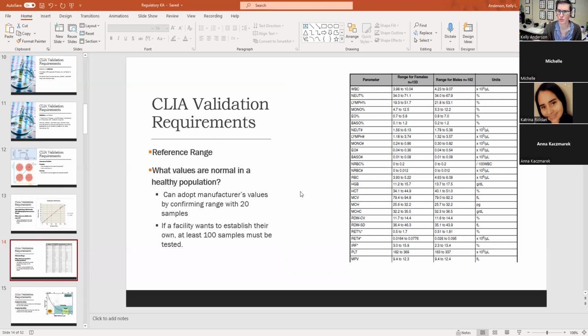Like in this example, there's a range for females and a range for males. So in that case, you would want to run 20 males and 20 females. If you want to establish your own range, because you live in a very weird place that might have weird results, you would want to run 100 samples to establish your own reference range.